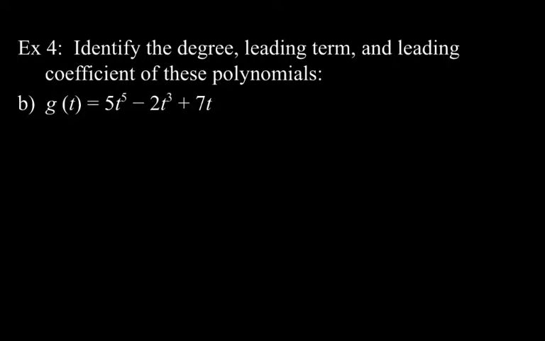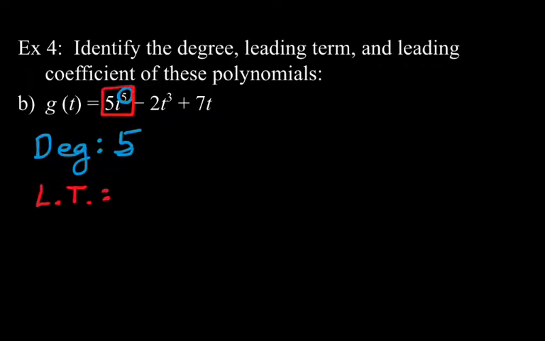For example B here, notice this is already written in standard form, so I don't have to worry about rearranging anything. I am just going to go ahead and identify the degree. I'm going to abbreviate these. So the degree in this case is the highest exponent, and this is a 5. Then we go on to the leading term. And the leading term, remember, is the term that contains that highest power. So that's going to be 5t to the 5th power.